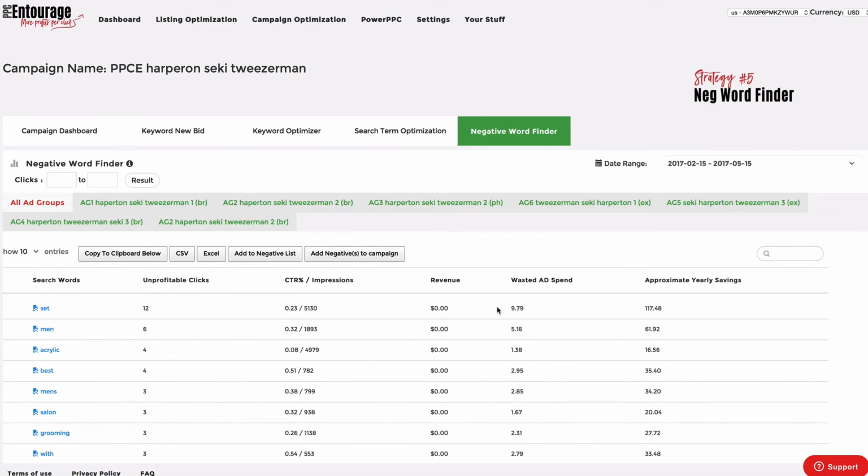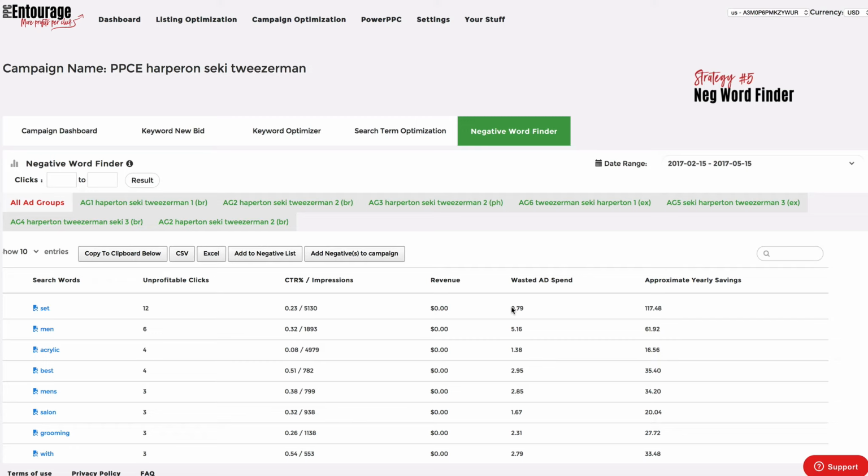Sometimes it'll be very straightforward. It'll be easy to tell. Other times you'll have to make a decision whether or not you want to keep the word based on the data. So as you can see over here, the word set has 12 unprofitable clicks, no revenue, and $9.79 in wasted ad spend. So that would be something that I would consider doing a negative phrase.